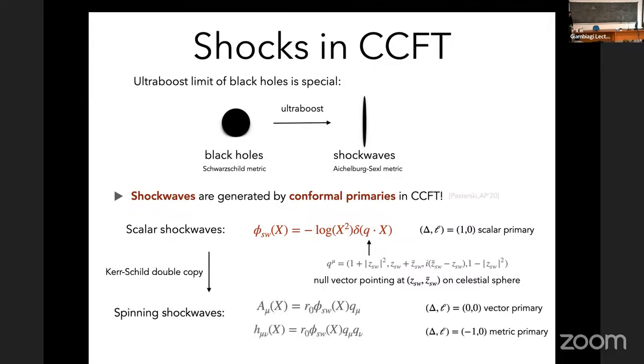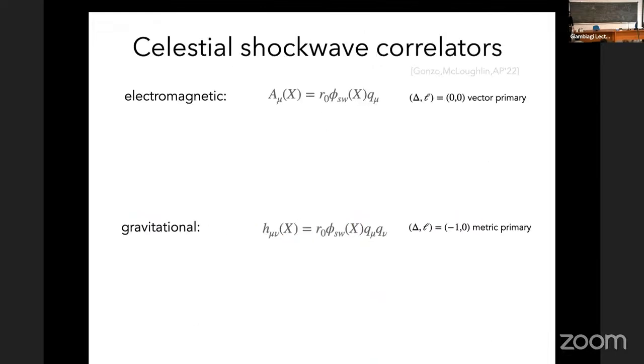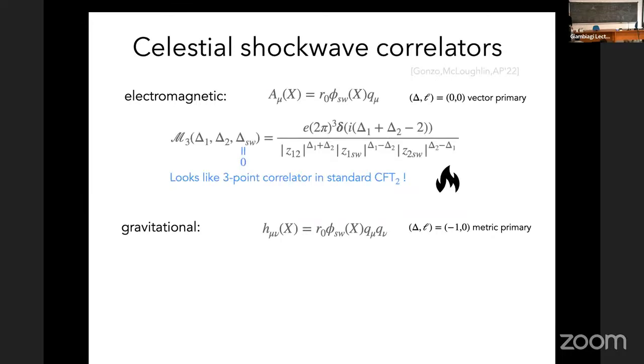You can construct spinning shockwaves via a double copy of the scalar ones. And also in those cases, you find that these backgrounds are actually conformal primaries. This is very nice, because now the background itself is described by an operator in the CFT. And so you expect scattering on top of those backgrounds to also be very nicely behaved. And indeed, this is the case. For the electromagnetic and the gravitational shockwaves, if you compute the two-point function on the background, you expect to get a three-point function, where now the third operator is the one that generates the background. And what you see here is that the three-point function in gauge theory takes precisely the form that you would expect from a CFT. So this is now the vanilla CFT three-point function with no extra delta function in the angles.